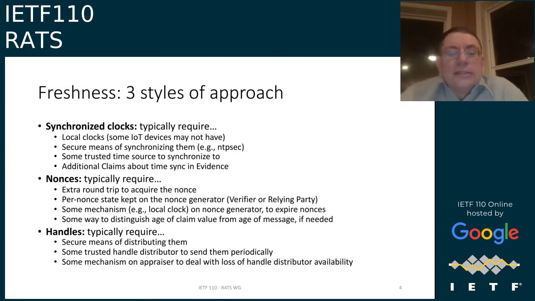The second category is to use nonces. Here a disadvantage is you need an extra round trip to acquire the nonce, because you can't generate the evidence or the attestation results without having the nonce to put in it.